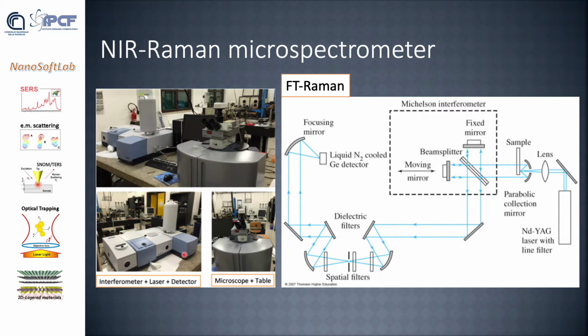We see in this image the compartment of the laser, and then this is the Michelson interferometer, and then the light comes back and goes into the germanium detector. As we can see, this instrument can be coupled to a microscope that is shown in this image to perform Raman mapping.